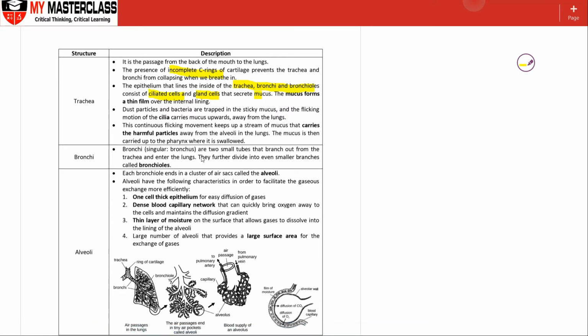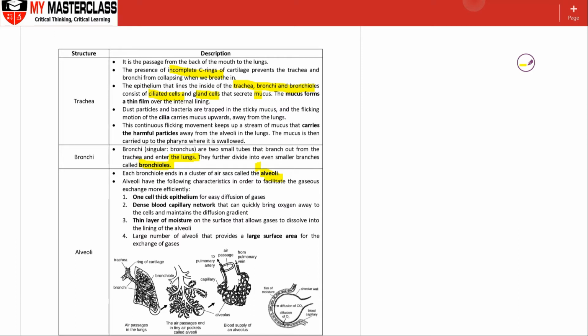Okay, so bronchi are the two small tubes that enter into the lungs, and it will then further branch out into the bronchioles. Bronchioles will then further branch out into alveoli. Okay, alveoli is the important one that you will have to take note of the properties. So alveoli, because it is involved in your gaseous exchange, these are your alveoli here. You can see the blood capillaries which wrap around each and every single alveoli.